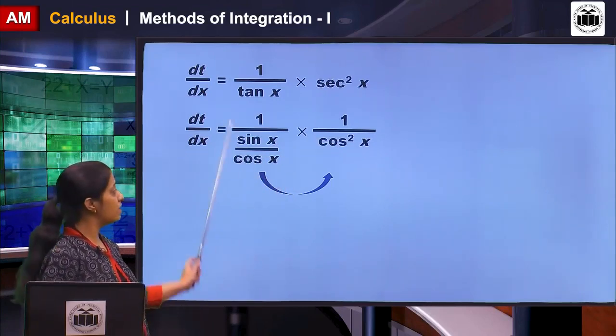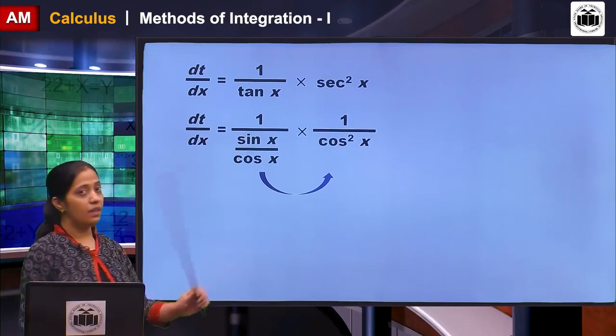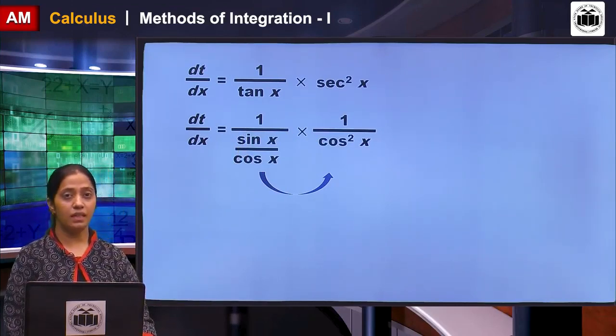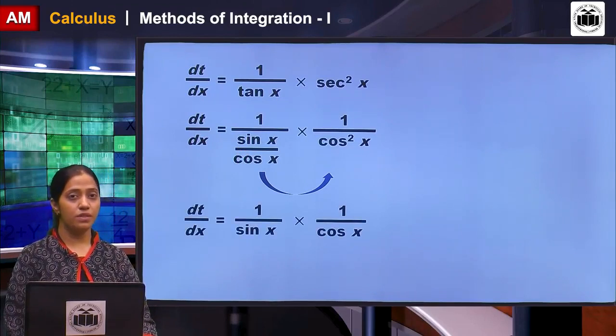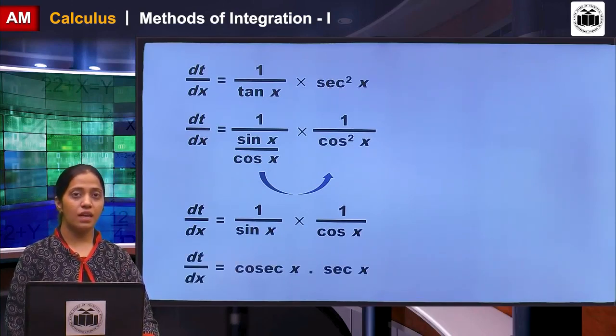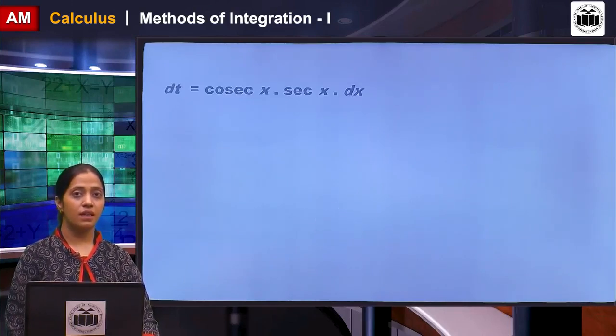So now what is our right hand side? Left hand side will be same, dt by dx. But what is the right hand side? Right hand side is 1 upon sine x into 1 upon cos x. And we know 1 upon sine x is cosec x and 1 upon cos x is sec x.